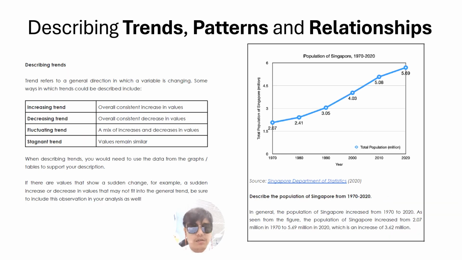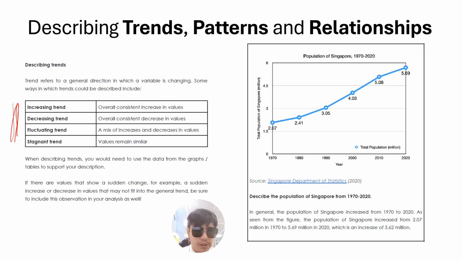Next, we'll be looking at describing trends, patterns, and relationships. I've talked about this in my AO2 video as well, so you can look at it. But over here, I just want to highlight some important points when you're describing a trend. These are the four types of trend that you can see over here.